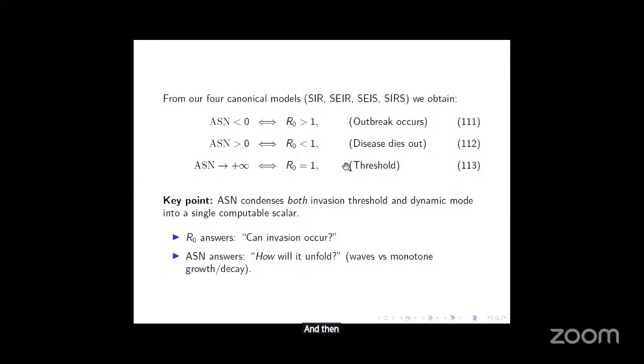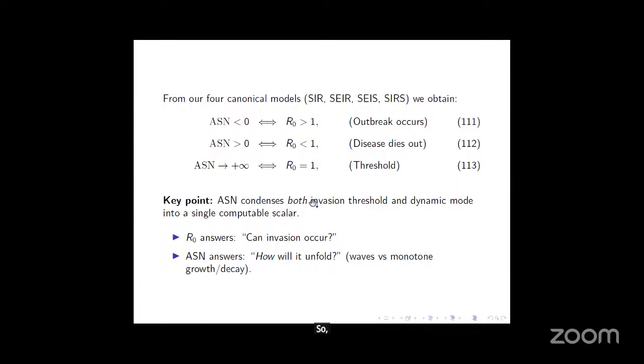And this will be the case for our 4 canonical models. We obtain the following: if the Atangana strength is less than 0 and the reproduction number is greater than 1, we have an outbreak. If the Atangana strength is greater than 0, that means R0 will be less than 1, then the disease dies out. And as the Atangana strength number goes to positive infinity, R0 will be equal to 1, which is the threshold.